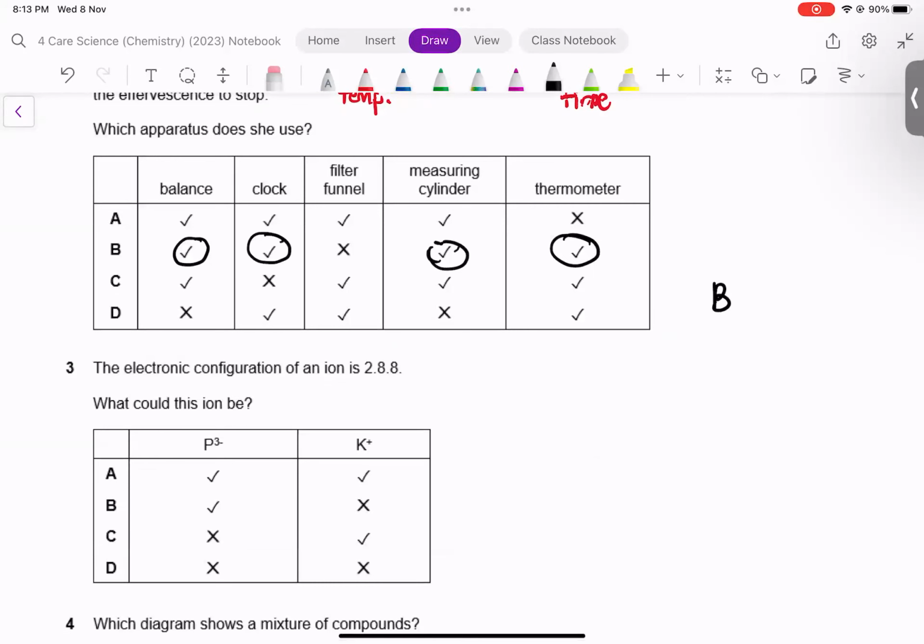All right. Now, question number 3, I think most of you would have gotten it correct. The answer is A. Both P3 minus and K plus will have an electronic configuration of 2.8.8.